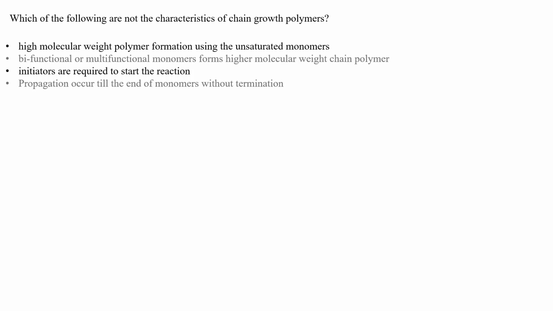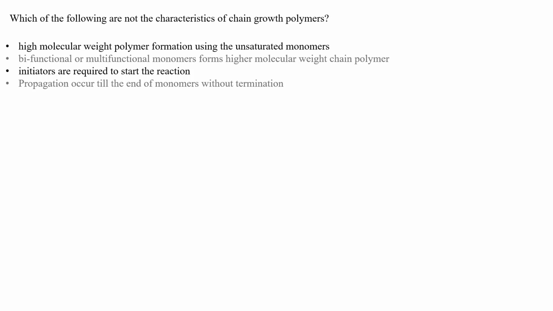Now, this statement is false because having multiple functionality on a monomer does not ensure a high molecular weight polymer chain. Why? Because multiple functionality does not mean that the chain itself is increasing in length. Multiple functionality can result in a high degree of cross-linking, or the bifunctionality can show that a high degree of cross-linking or branching can occur. So that's why high molecular weight is not ensured because of the bifunctional or multifunctional nature of the monomer. So this statement is false.